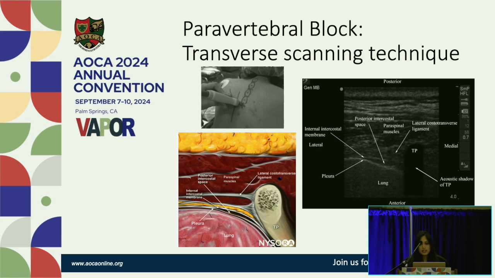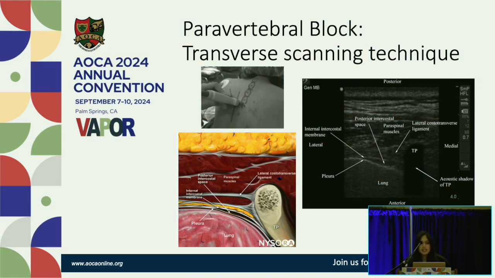So there are 2 ways to scan using the ultrasound for the paravertebral. So this is the transverse scanning technique. And here the ultrasound transducer is positioned lateral to the spinous process with the orientation marker directed to the right side of the patient. And here, as you can see in the ultrasound image and in the drawing, the paraspinal muscles are clearly defined and they lie superficial to the transverse process. And here the transverse process is seen as a hyperechoic structure. In the figure that I have, there's a shadow, so it's not quite hyperechoic, but usually it can be seen as hyperechoic. And you'll also see the pleura as a hyperechoic line moving with respiration.